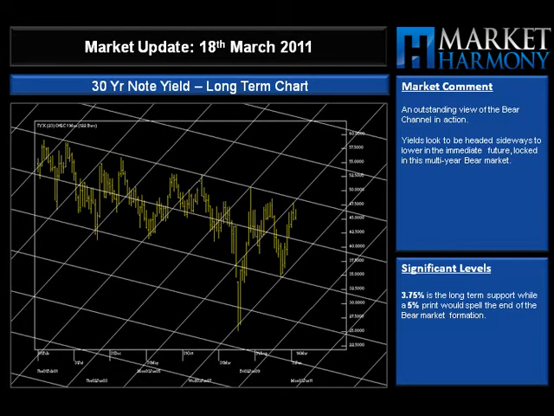Here we have the 30-year note yield. It's an outstanding view of the bear channel in action. Yields look to be headed sideways to lower in the immediate future, locked in this multi-year bear market. 3.75% is the long-term support, while a 5% print would spell the end of the bear market formation.